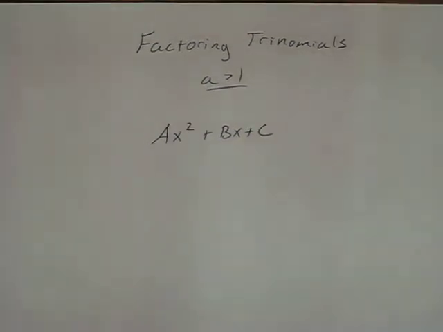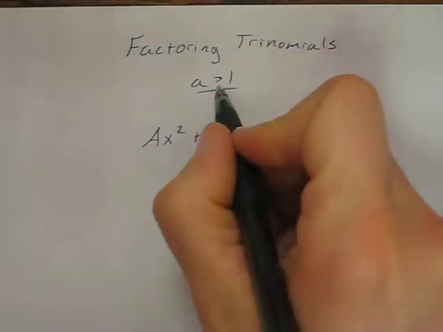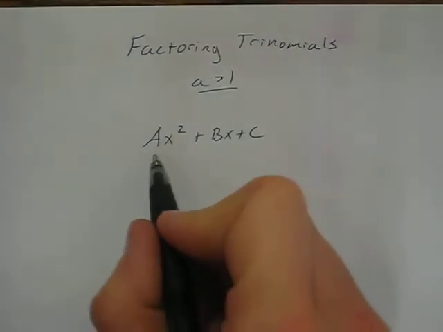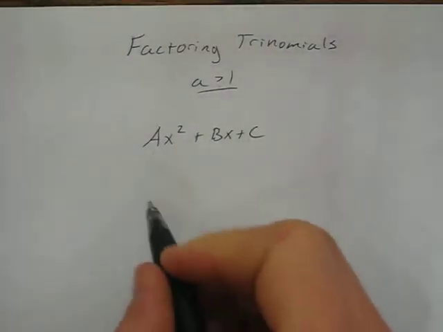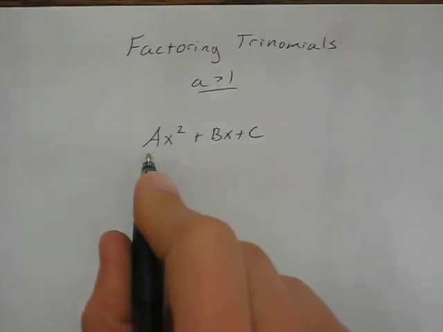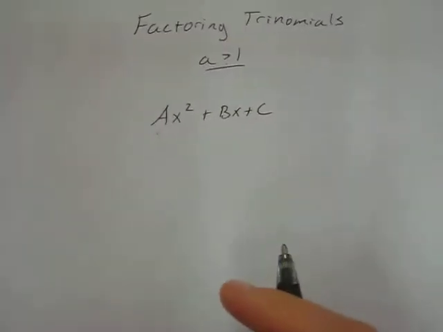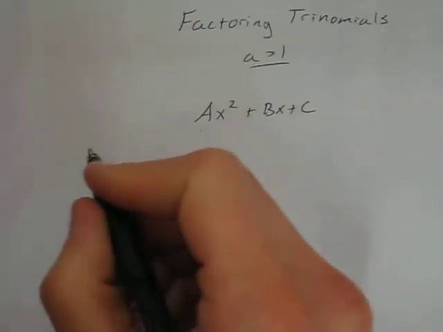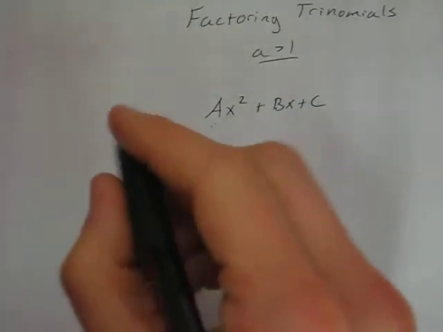In this video, we're going to learn how to factor trinomials when a is greater than 1. So that means that now we have ax squared plus bx plus c. We're going to actually have a number here that's not 1. And there's a couple different ways to do this. I'm going to teach you the way that uses the grouping method.